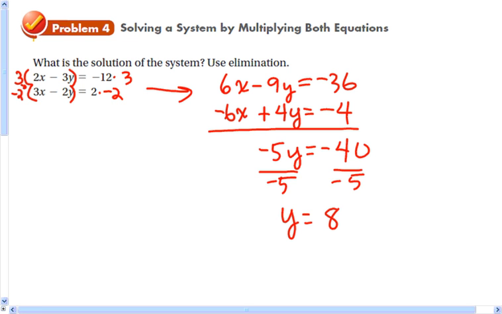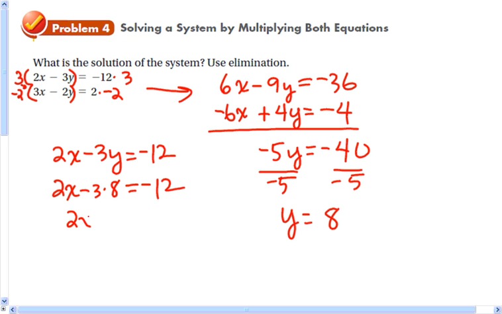Taking one of my original equations, 2x minus 3y equals negative 12, I'm going to substitute 8 for y and find x. So 3 times 8, and then I get 2x minus 24 is equal to negative 12. Adding 24 to both sides gives me 2x equals 12 and x equals 6.